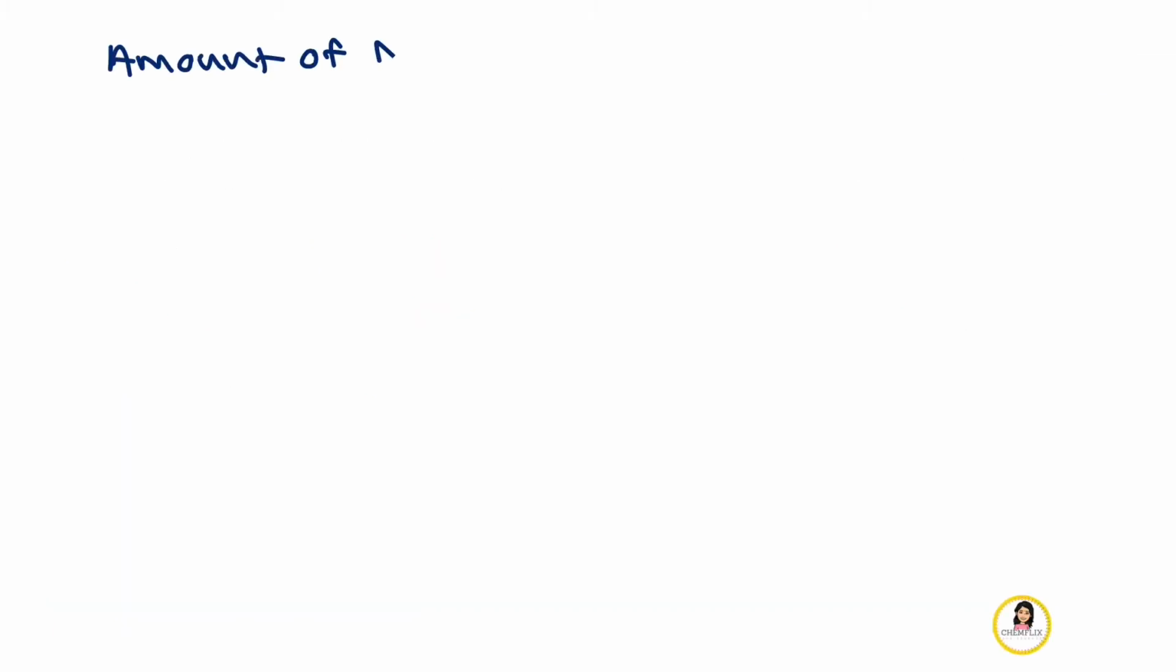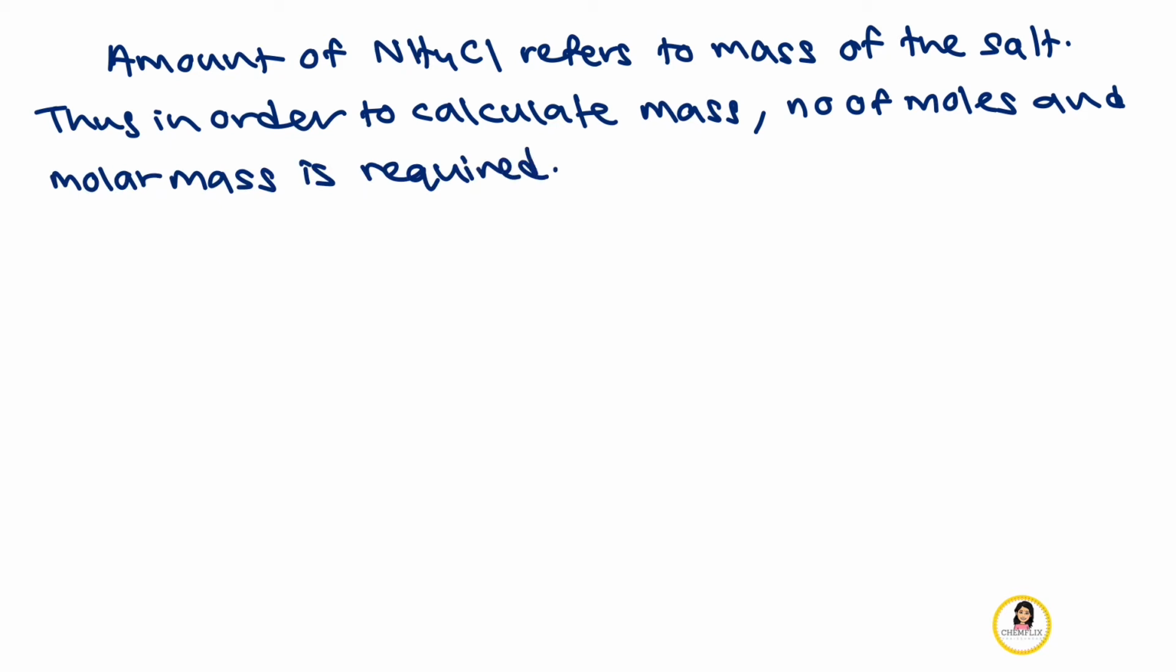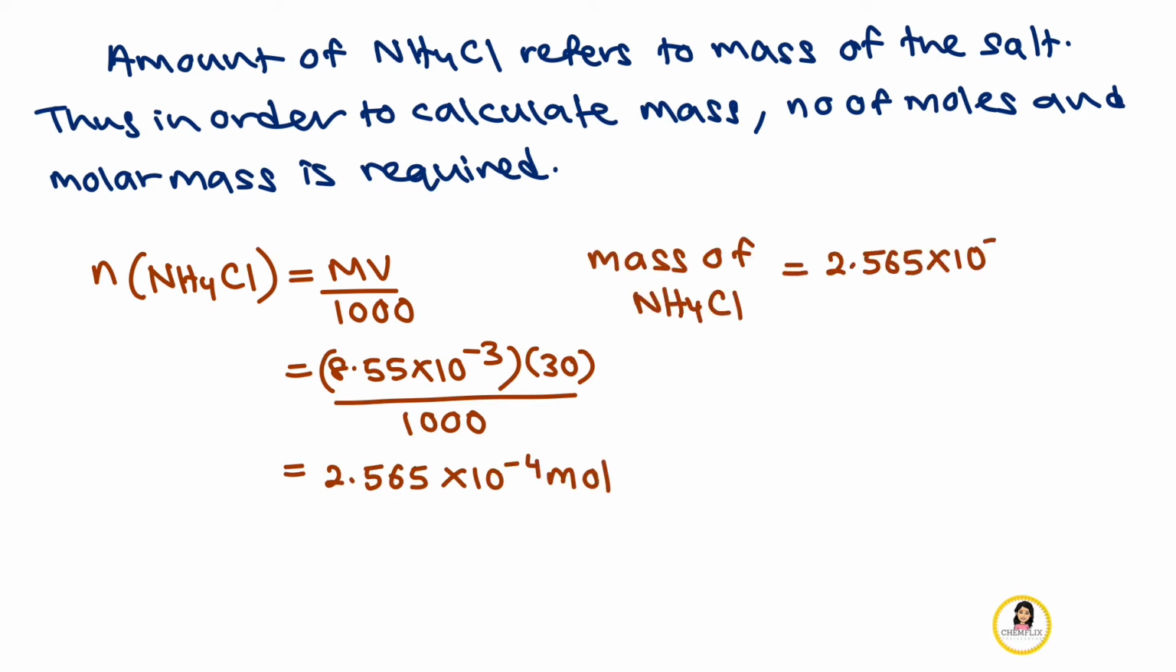Answering this question does not stop here. Amount of NH4Cl refers to the mass of the salt. Thus, in order to calculate mass, we require number of moles and molar mass. Using the concentration found previously, we are going to calculate the number of moles of NH4Cl using the mV over 1000 formula, and molar mass is calculated by using the relative atomic mass given in your table. Calculate the mass of NH4Cl by multiplying the number of moles with the molar mass.